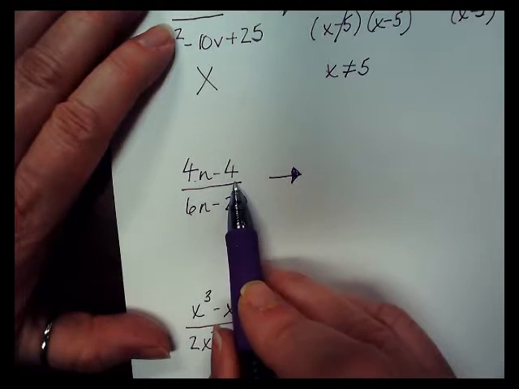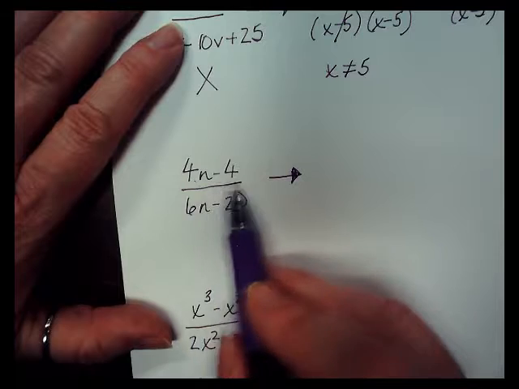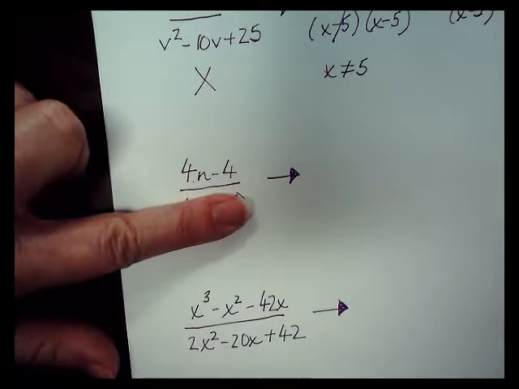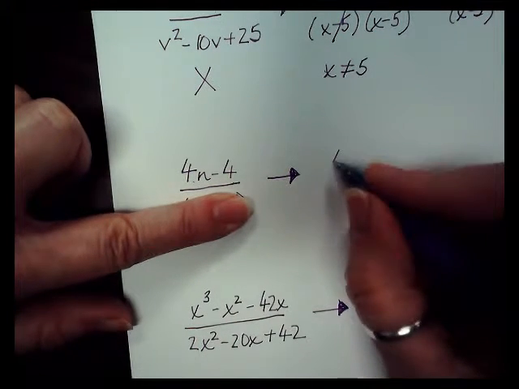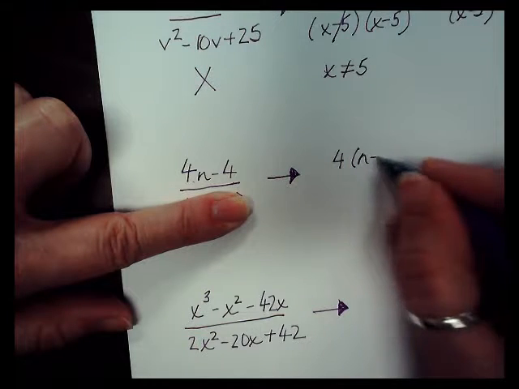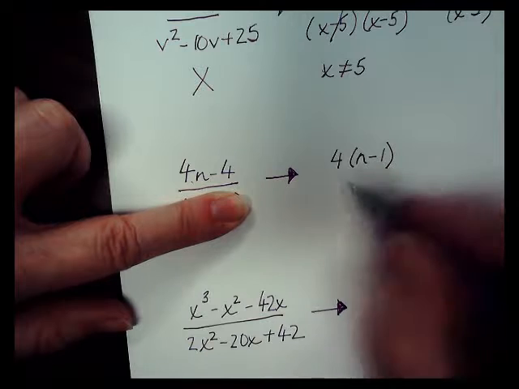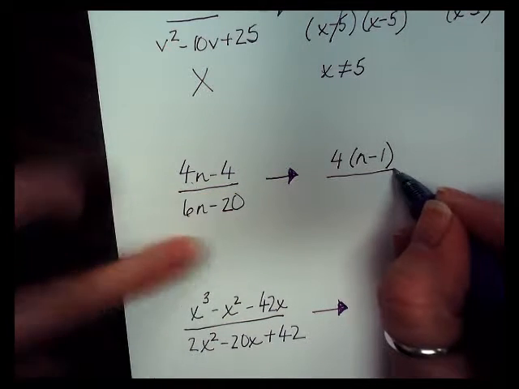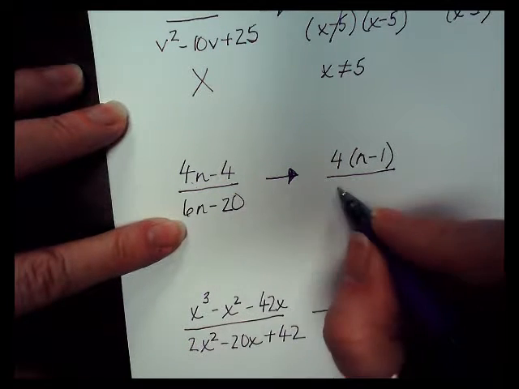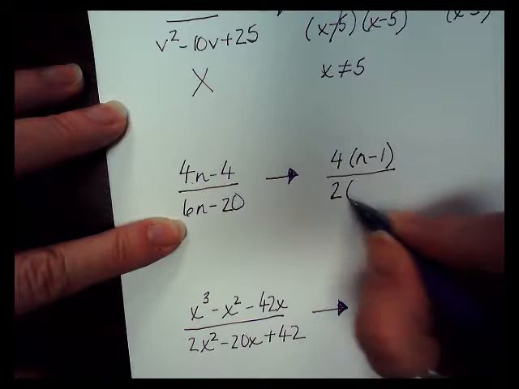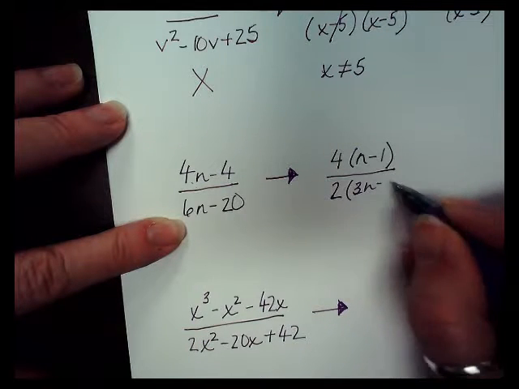Factored form first. The hardest part about this whole lesson is can you factor? So I'm not even going to look at the bottom. I notice there's a 4 common. So 4 times n minus 1. See how it's something times something? That's factored form. Over this one, I know that 2 goes into both of those. So 2 times 3n minus 10.